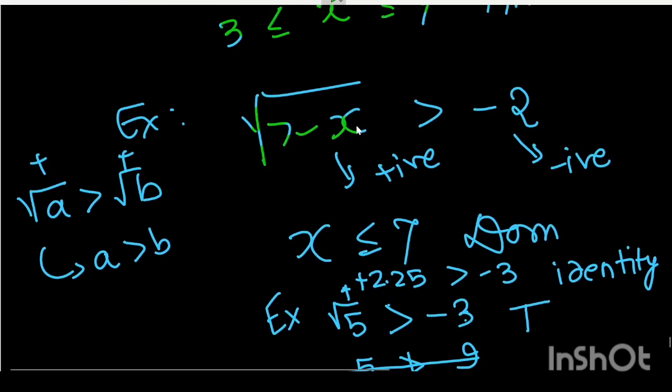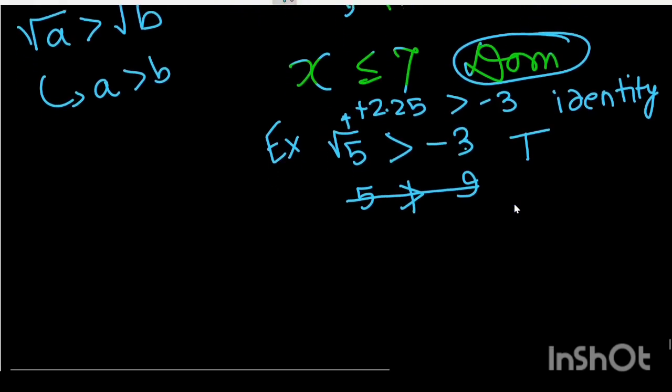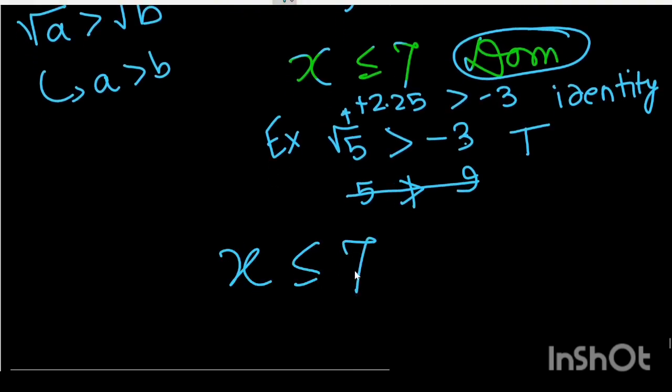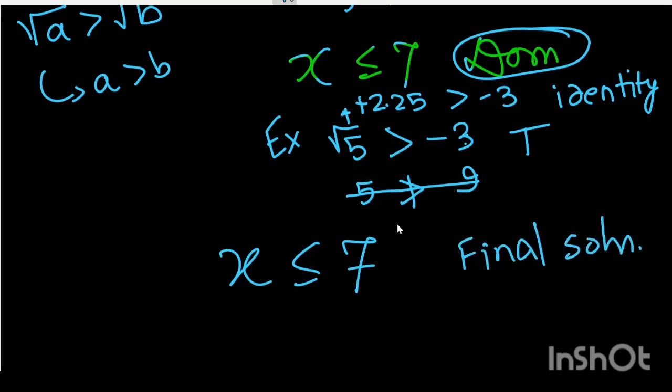The same thing here also. Root 7 minus x for the domain x less than or equal to 7 is positive, so it will always be greater than minus 2. So there is no need to solve it, no need to square it. You can simply label this as true for all x belonging to the domain. That is, x less than or equal to 7, squaring is not required. Whatever the domain is, that is the final solution. So that way we can solve this.